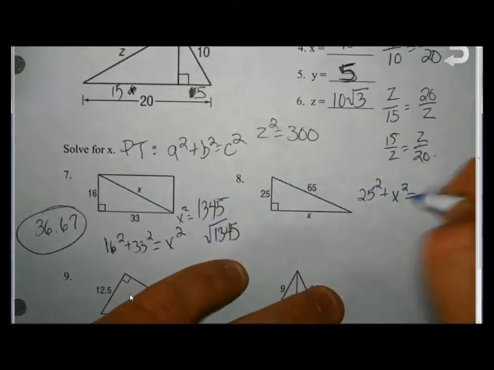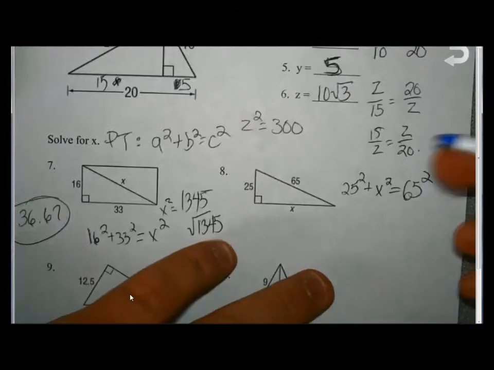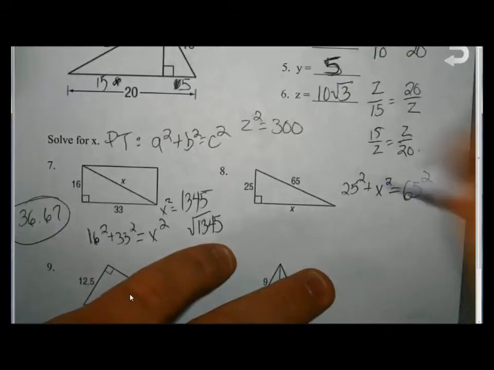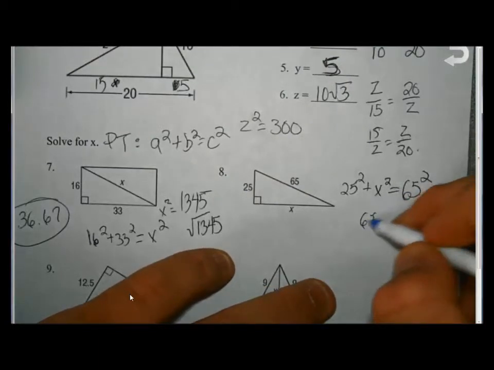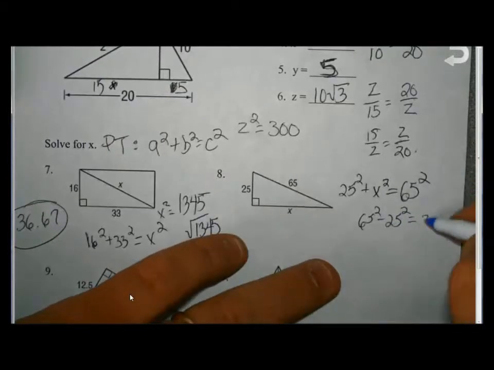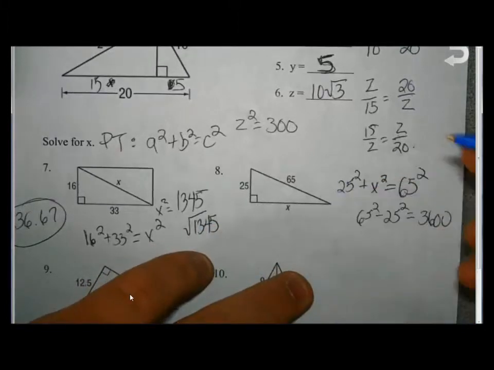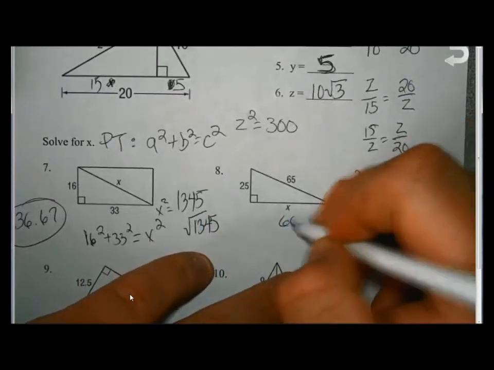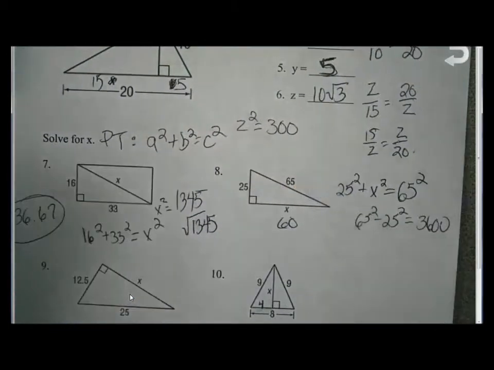25 squared plus x squared equals 65 squared. So then what does that mean we have to do to these numbers, Sarah? Subtract them. And so when I do 65 squared minus 25 squared, what do I get, Sarah? 3,600. And the square root of 3,600 is 60. And we know 60 is a good number because it's less than the hypotenuse. Okay.